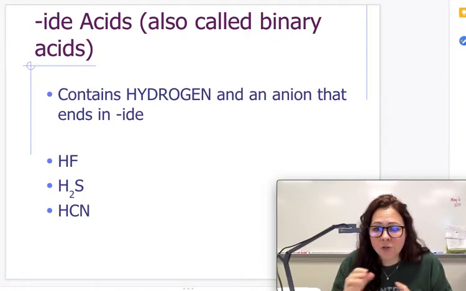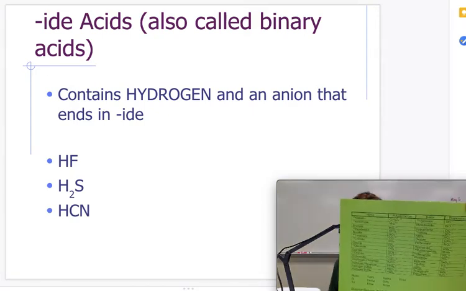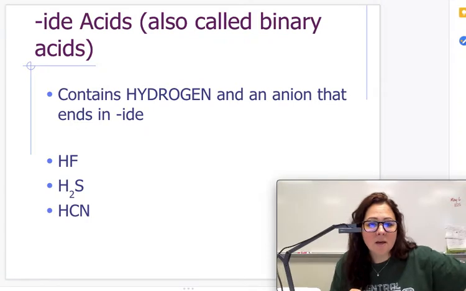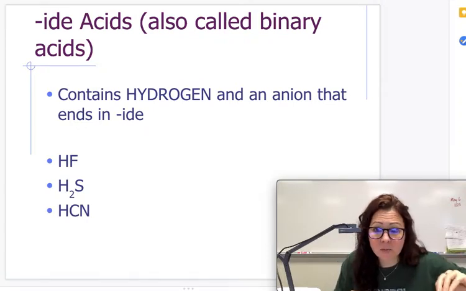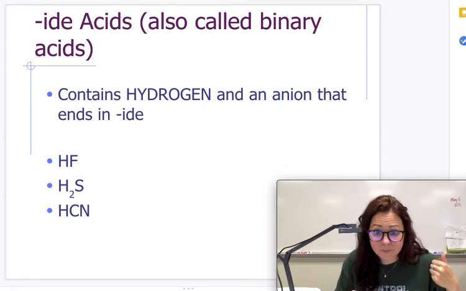So looking at this, you're going to have hydrogen with fluoride, or hydrogen with sulfide, or hydrogen with cyanide, which is a polyatomic ion. So if you remember, on the back of your periodic table you have a list of polyatomic ions. Anything that ends in IDE, which is cyanide and hydroxide, is going to get your IDE as well.